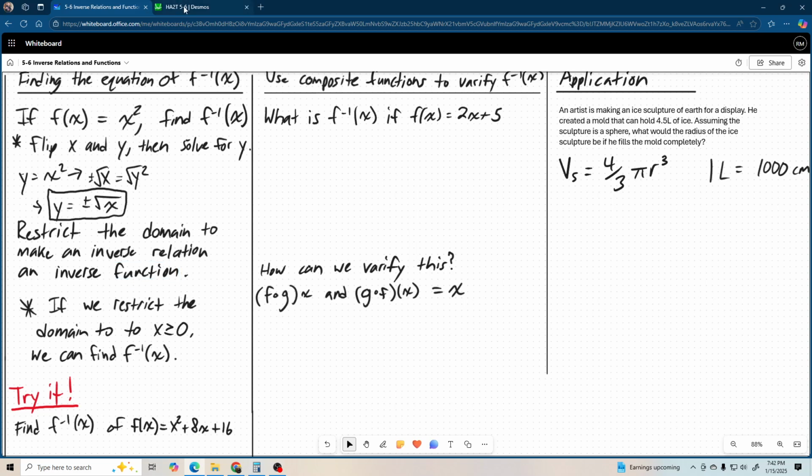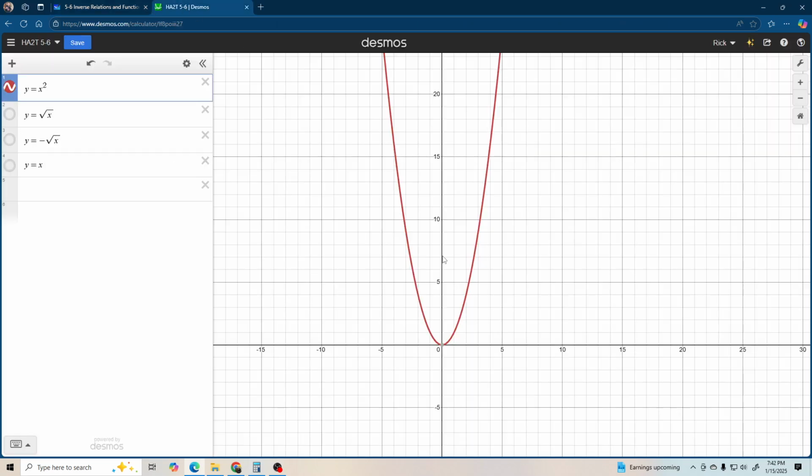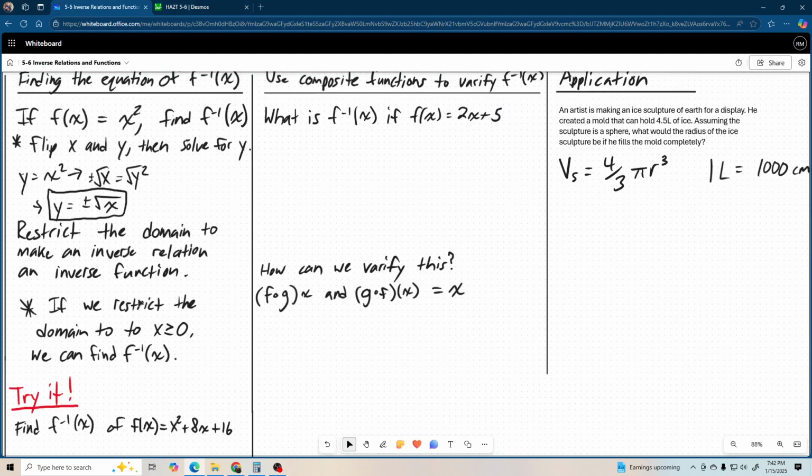All right. So restrict the domain to make an inverse relation an inverse function. So in other words, let's go back to Desmos. Okay. So y equals x squared is this graph that I showed you here in the red. And then y equals plus or minus the square root of x is this. You have to do both because we learned that neither of these go negative. So these are our two functions. You'll notice that in this case, the inverse of y equals x squared is not a function. So what we can do is restrict the domain of our original function so that the inverse is a function.